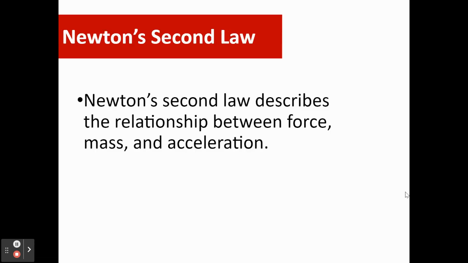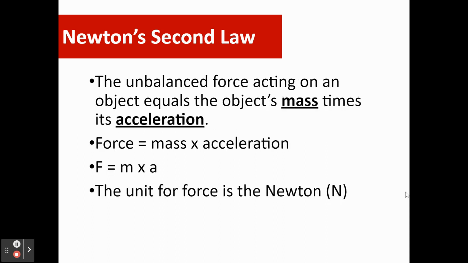All right, Newton's second law. This law describes the relationship between force, mass, and acceleration, which sounds super fancy, but it's really not anything too crazy. The unbalanced force acting on an object equals mass times acceleration. So this is saying that if your mass is big, like it's a big object, it's going to take more force for it to go fast. And if your acceleration is big, you're going to have less mass to equal that force.